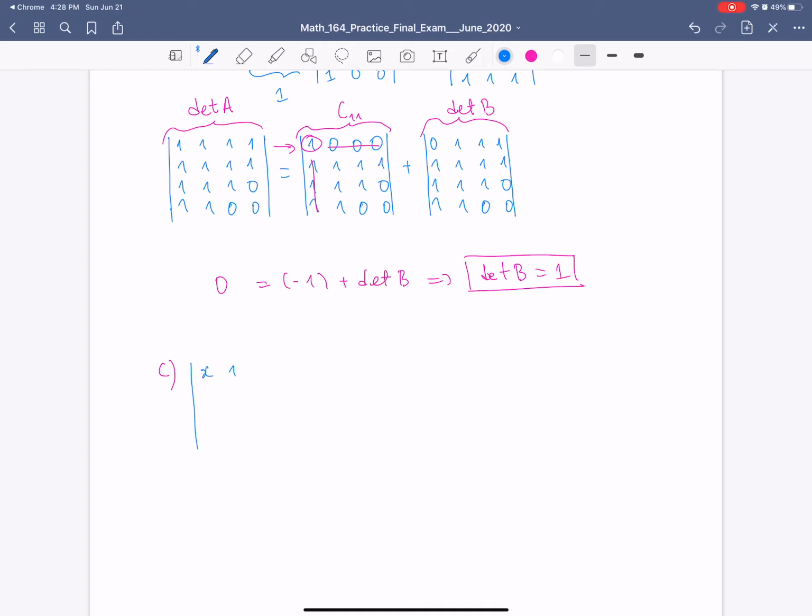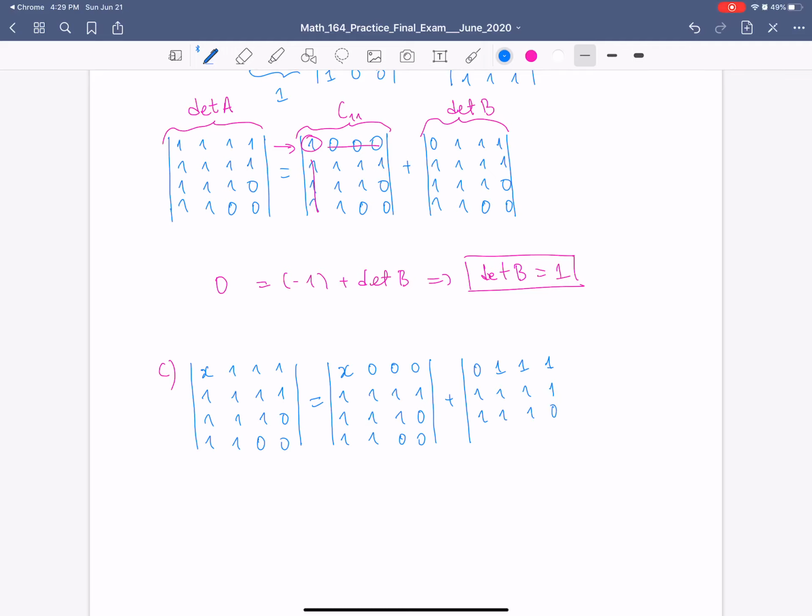So we have x, 1, 1, 1; 1, 1, 1, 1; 1, 1, 0, 1; 1, 0, 0. It equals the determinant of the matrix x, 0, 0, 0, and then I have to keep the remaining rows the same because I only have linearity in one row at a time. And then 0, 1, 1, 1; 1, 1, 1, 1; 0, 1, 1, 0, 0.